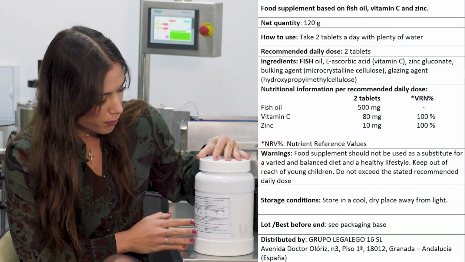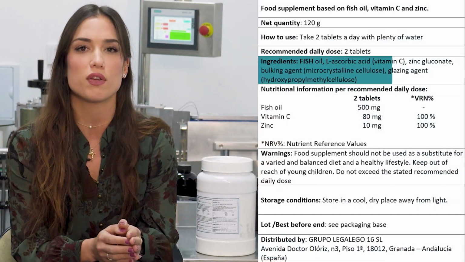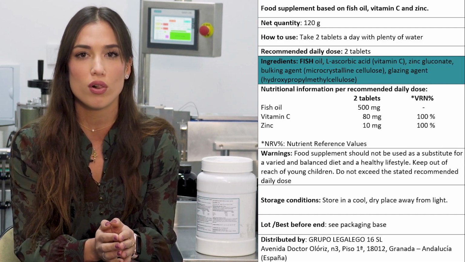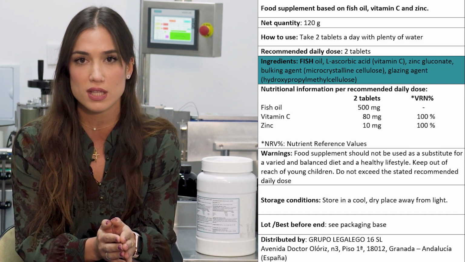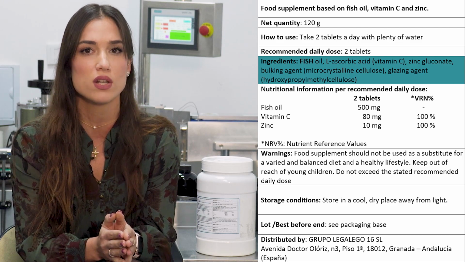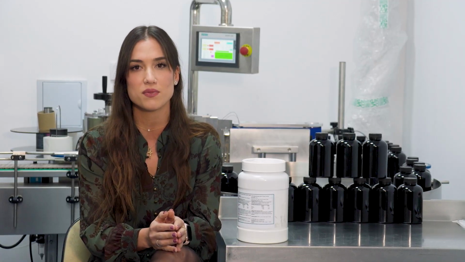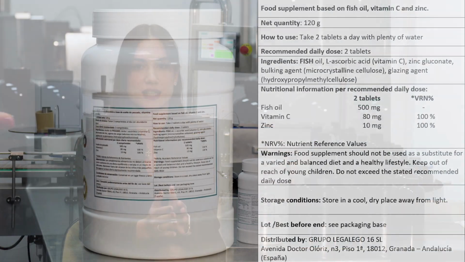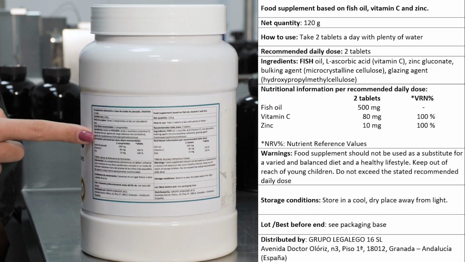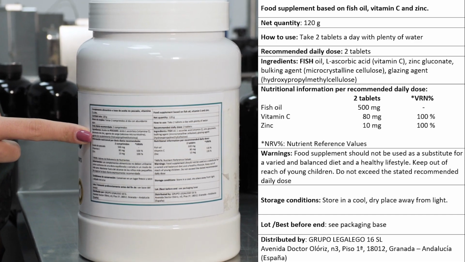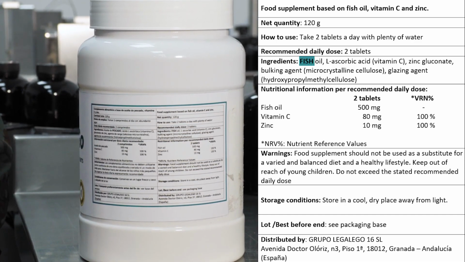Then the most important point is the list of ingredients. We have to indicate all the active and non-active ingredients, for example, the additive, in decreasing order of weight. And also we have to be especially careful with the allergens. The allergens must be highlighted typographically in the label, so that in the label we have indicated the word fish in bold and in capital letters.